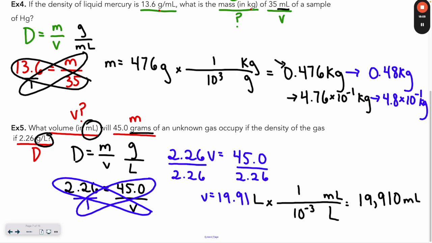I need to figure out sig figs though, because I've completely ignored them. So 2.26 has 3 sig figs, 45.0 has 3 sig figs. So I need 1, 2, 3 sig figs. So I end up with an answer of 19,900 milliliters. Or if you want to put this, so that's standard notation. If you want scientific notation, 1, 2, 3, 4. So you have 1.99 times 10 to the 4th milliliters. So whichever one works for you is wonderful.